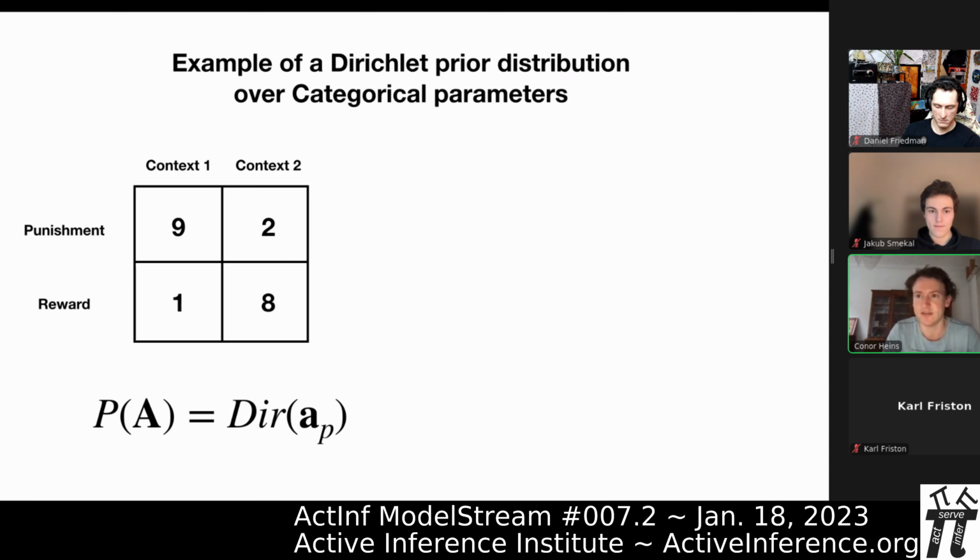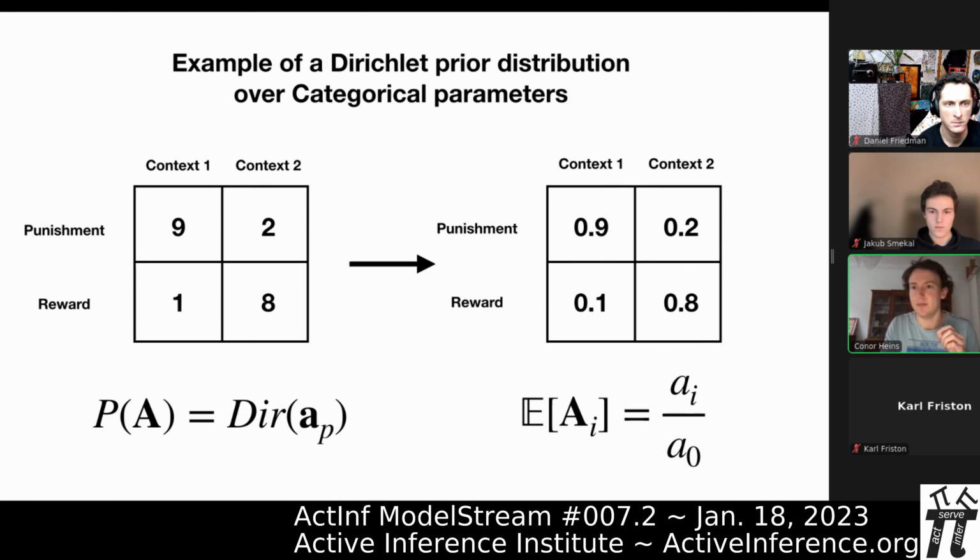So now the random variable itself are the entries of the A matrix. A prior over those entries is something called a Dirichlet distribution, which is just a vector of positive real numbers. And here we've reshaped it so that it has the shape of an A array. So let's say this A array represents the payoff matrix in our bandit task. So the two columns, or two possible hidden states, are context 1, context 2, and then the two observations are punishment and reward.